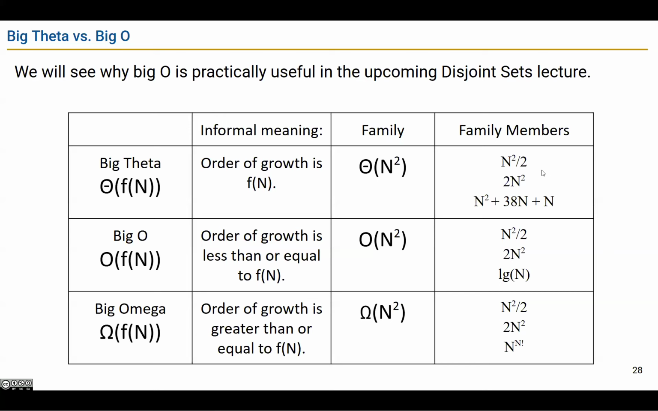Here are some examples of elements within each family. So theta of n squared contains the functions n squared over 2, 2n squared plus 38n plus n. All these functions are also in O of n squared and omega of n squared, but the O of n squared has a few other things like the natural log of n. The omegas have bigger things like n to the n factorial. You can kind of see how these families behave. And we're always saying that any function is contained within some of these theta bounds, some of these O bounds, some of these omega bounds.